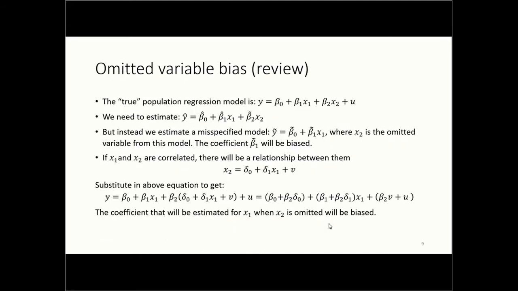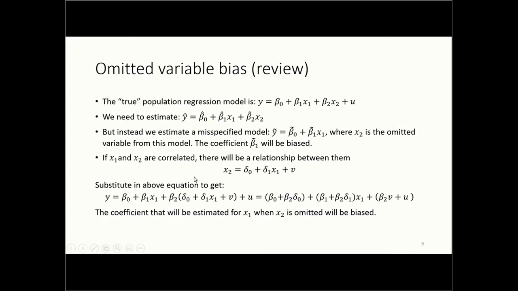Okay, so now completely switching gears, let's review omitted variable bias that we talked about earlier. So suppose that we have a true population regression model here, but instead we estimate a misspecified model, this one, where x2 is the omitted variable from the model. So one of the problems that we have here is this coefficient beta 1 tilde would be biased.